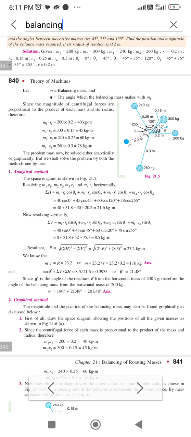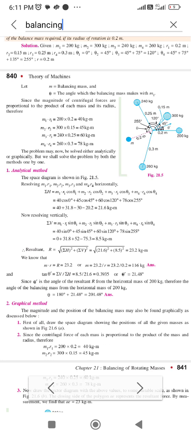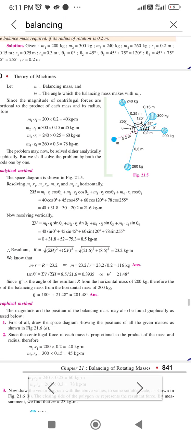So in engineering mechanics itself, we have studied that if any force is acting in an inclined plane, we have to consider it as two components. One is the horizontal component and another one is the vertical component, because it is very easy to find out. And in the analytical method, initially I take the horizontal component of forces. So for that, we can understand this balancing mass diagram.